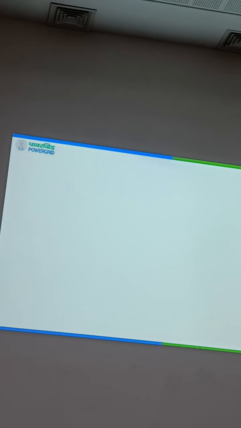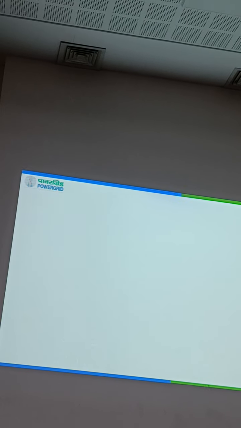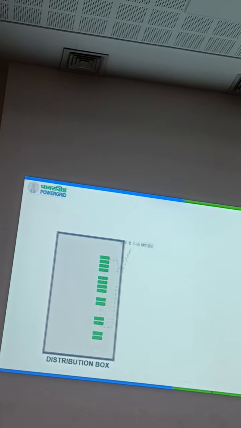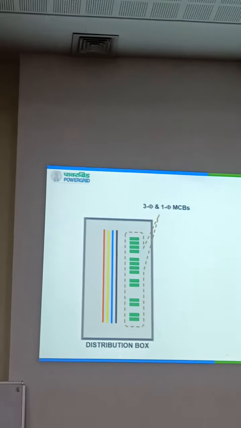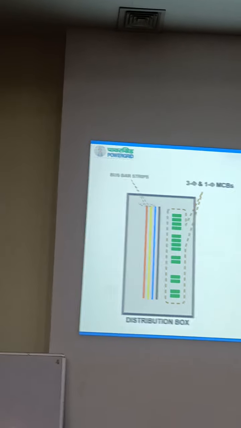What is there inside the box? MCB, TFC. What is there inside a distribution board? Fuse, MCB, RCCB, and in your industry MCCBs. MCBs and switches are there. So this is a distribution board, and these are the MCBs. And there are wires and some strips.